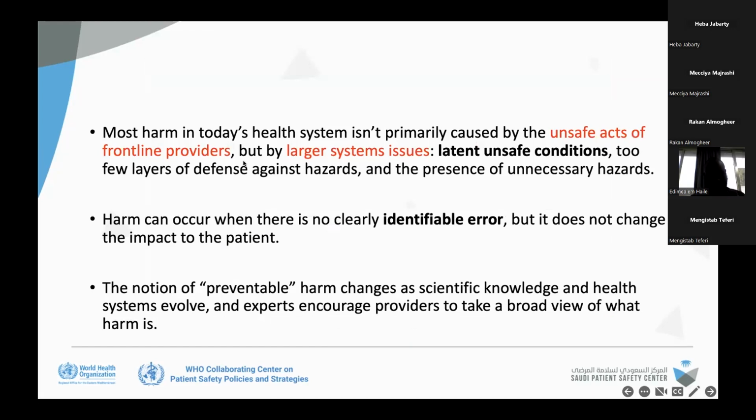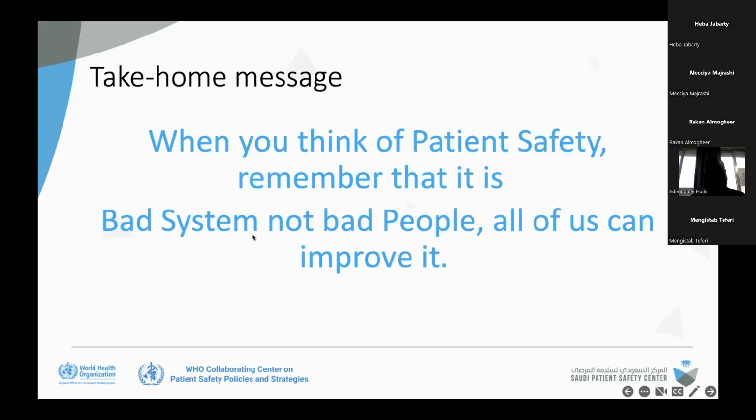Most harm in today's healthcare system is caused by unsafe acts of frontline providers, but there are also large system issues to rethink, and latent unsafe conditions too. We have different layers that could be causing hazards, and harm can occur when there is no clearly identifiable error, but that doesn't change the impact on the patient. So we have to think of preventable harm as depending on specific knowledge and the healthcare system. Again, changing the mindset could solve a lot of things.